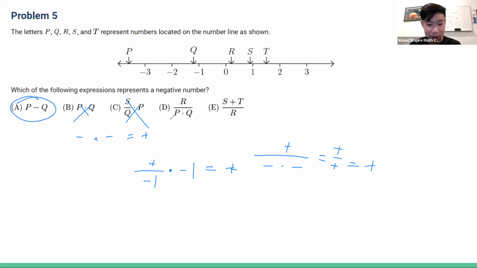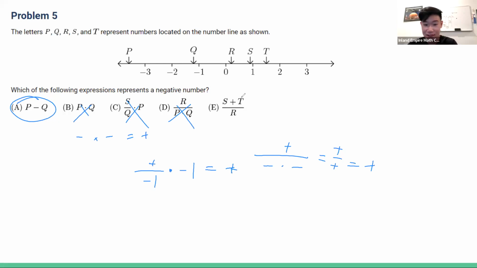So if you don't really understand what's going on, I'm just going off the rule that if you multiply a negative number by a negative number, you get a positive number. And if you multiply a negative number by a positive number, then you get a negative number. So it goes the same way for division, right? Positive divided by positive is positive. Negative divided by negative is positive.